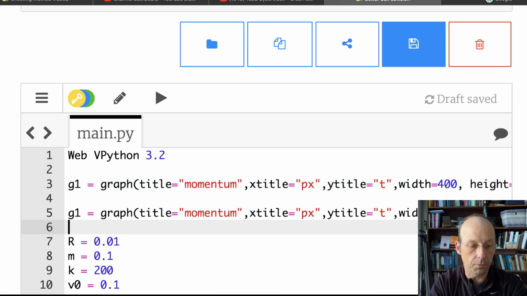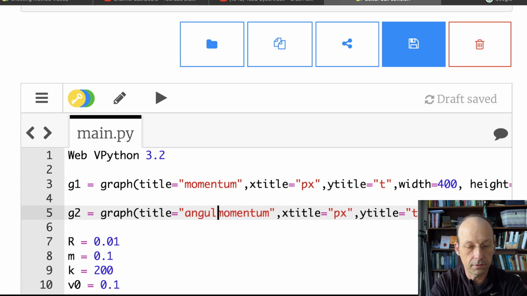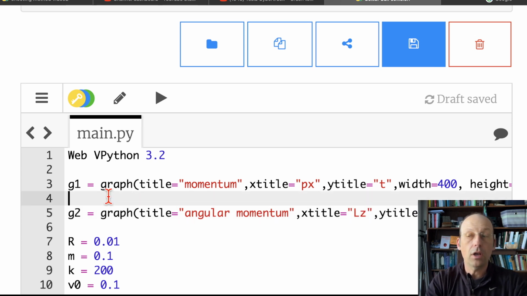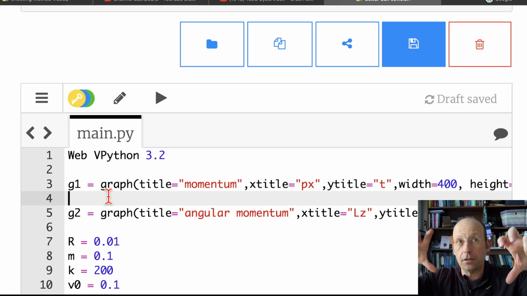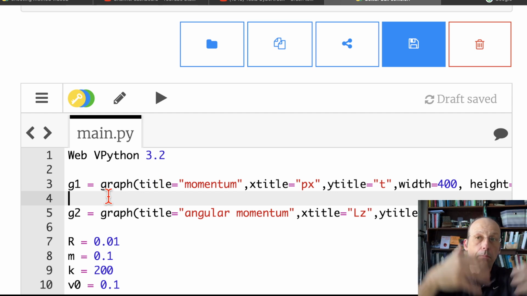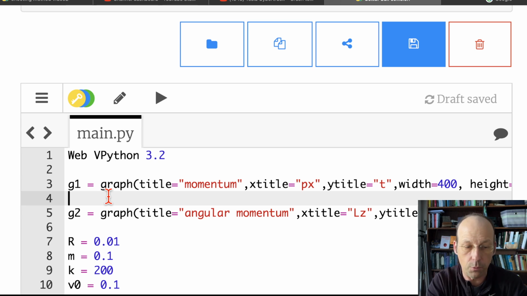And then I'm going to make another one. I'm going to call it G2. And this is going to be, let's just call this L. I guess I'll put angular. And this will be LZ. Now, if you want to plot two graphs, I want to plot three functions for each graph. If you put your curves in the correct order, it will work. You can also designate where it goes.